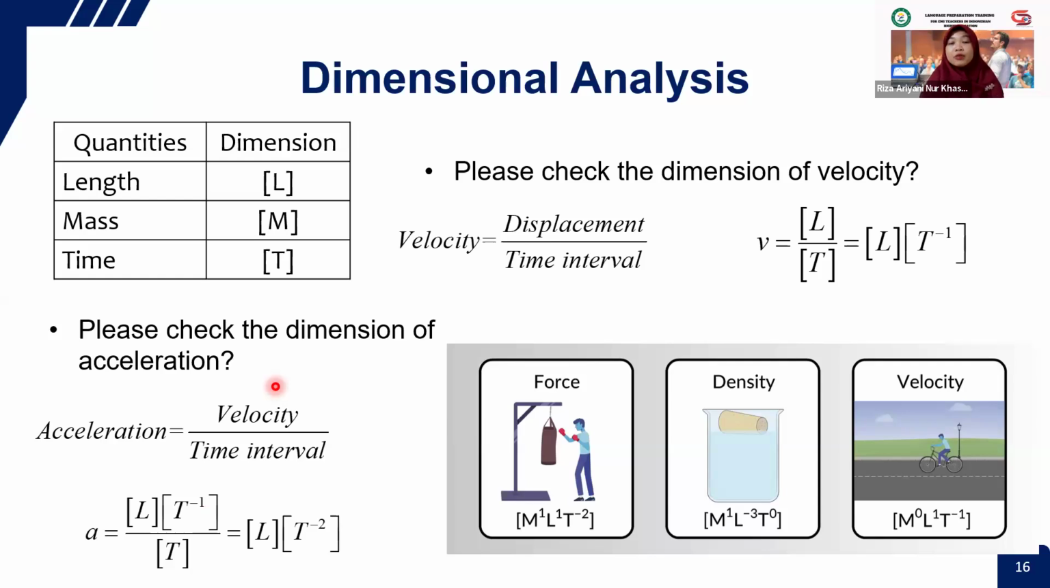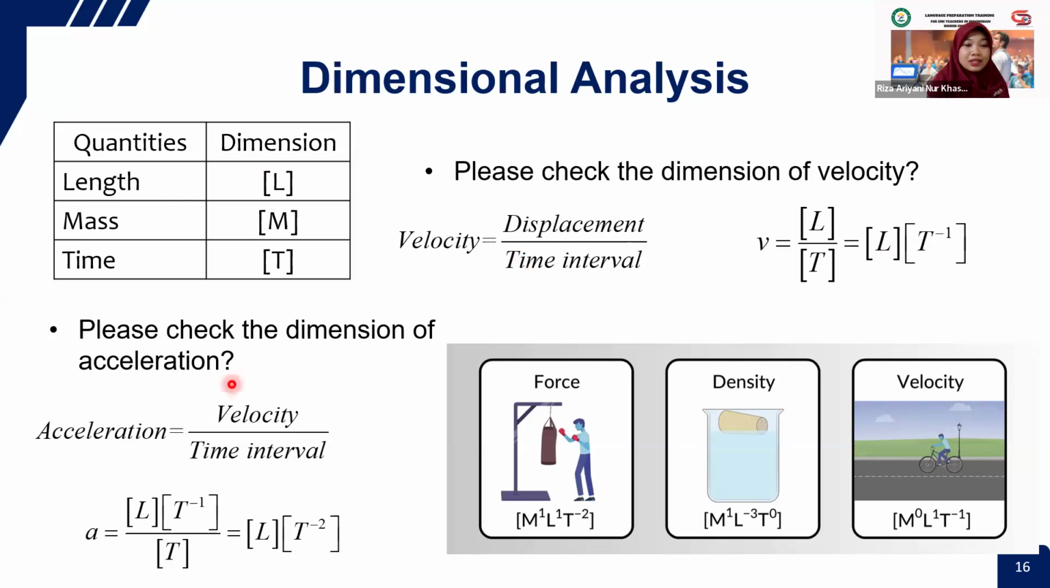We can check if an equation is correct or not by dimensional analysis. Here there is a table. The table shows us the three base quantities, right? Length, mass, and time, followed by the dimensions L, M, and T. We can check the dimension of velocity. Yeah, from the formula, it is clear to find the dimension of velocity: L, T to the power of minus 1, right?